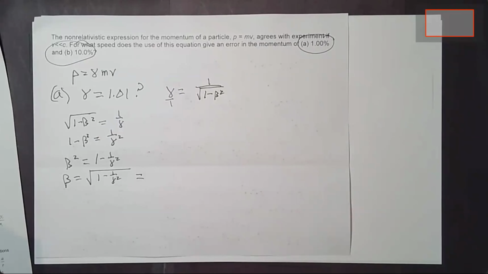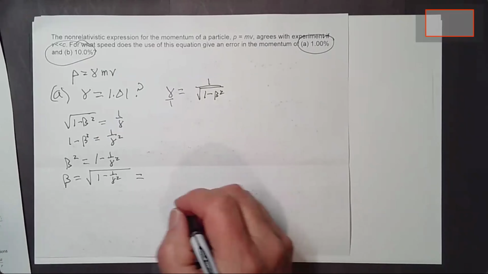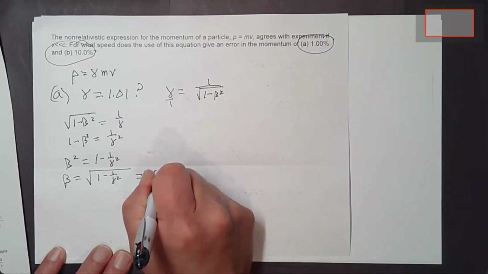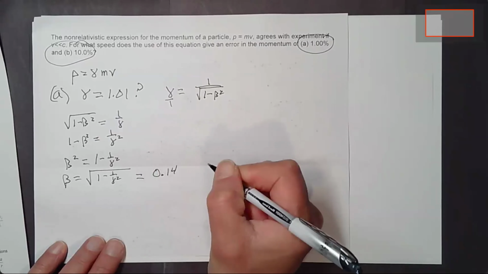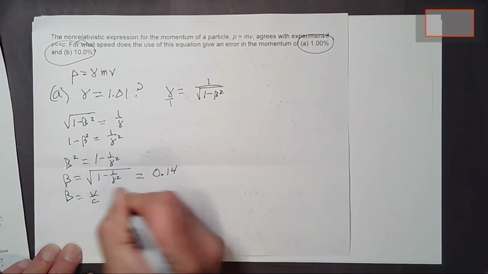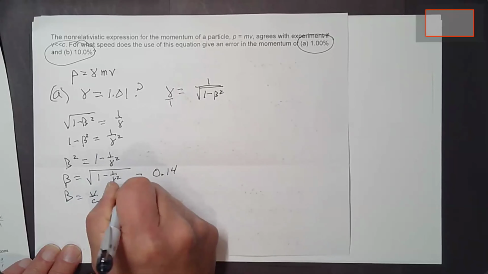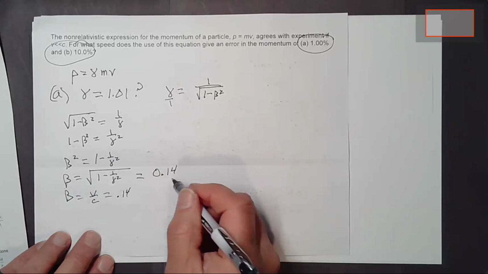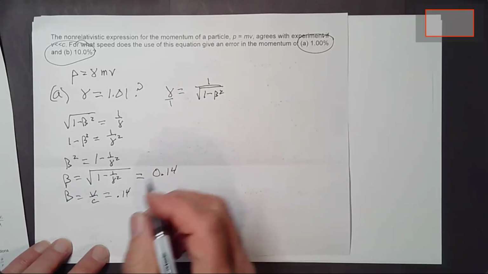So I'd want the square root of 1 minus 1 divided by 1.01 squared. And I get about 0.14. Now remember, beta is equal to V over C, and in this case, it's going to be about 0.14, but that represents a speed of 14% of the speed of light.